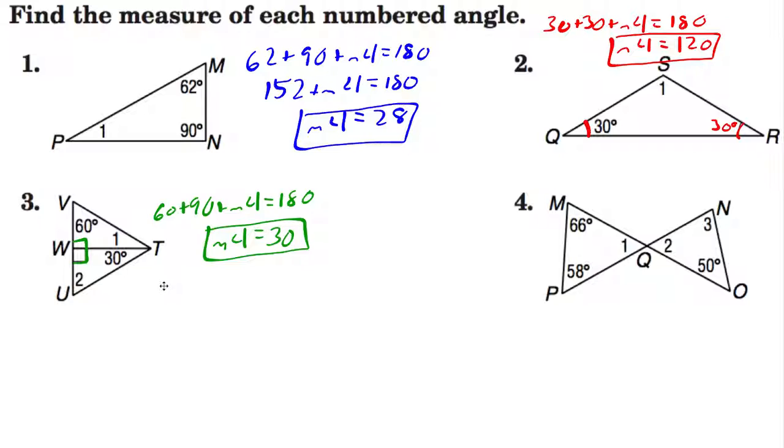And then we also have 30 degrees plus 90 degrees plus the measure of angle 2 is equal to 180, and that's this lower triangle here. We know that the measure of angle 2 is equal to 180 minus the 120, which is 60.